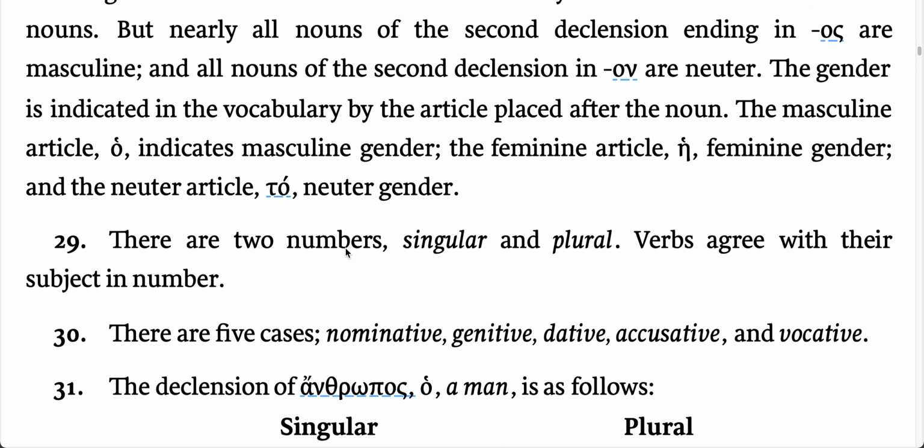Now there are two numbers, singular and plural. This is going to be important. They can be singular, or they can appear as plural. One, or more than one, two or more. Verbs agree with their subject in terms of number. So if the verb is in the plural form, the noun that goes with it as subject has to be in the plural. See what I'm saying? If the verb is singular, then the noun has to be singular.